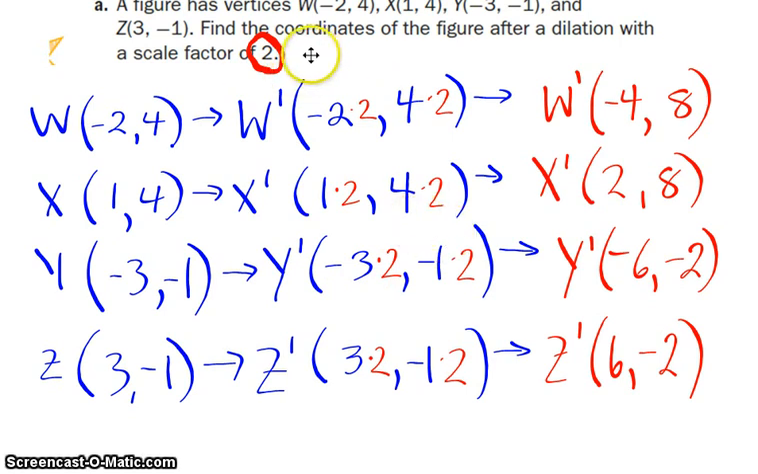And it would be the same thing if it was a fraction. If it was 1/2, I would take each one and multiply it by a half. Just whatever that scale factor is, all you have to do is multiply.